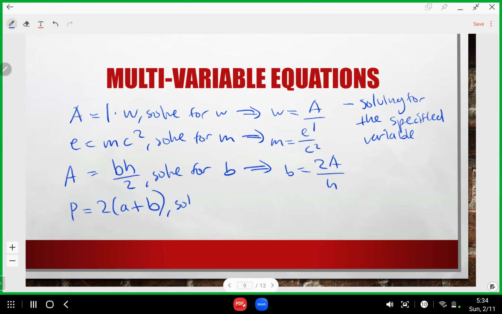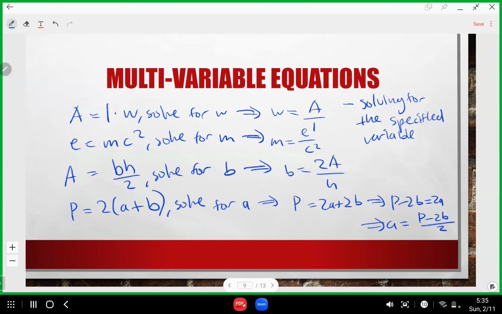All right, if you want to solve for a here, then you have to multiply this out. Okay, then you get what? P minus 2b is equal to 2a. A is going to be equal to P minus 2b over 2. That's how you solve these multivariable equations. You're solving for the specified variable, right? And then you're going to get an answer through inverse operations.